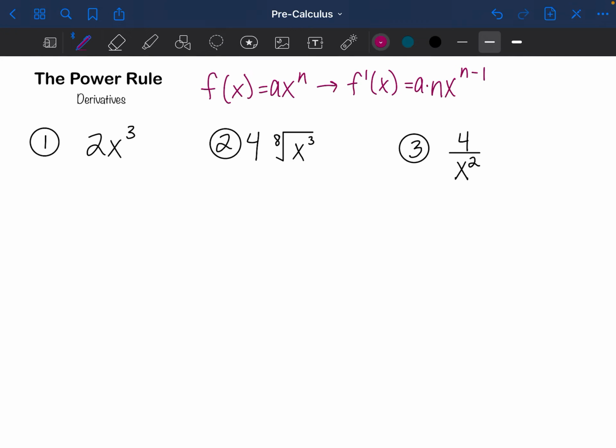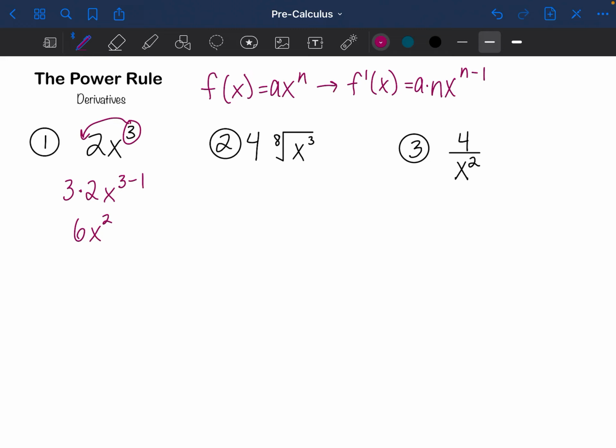So looking at this first one, I'm going to take my exponent and I'm going to drop it to the front, multiplying it with that 2. So 3 times 2x to the n minus 1. The derivative of 2x cubed is 6x squared.